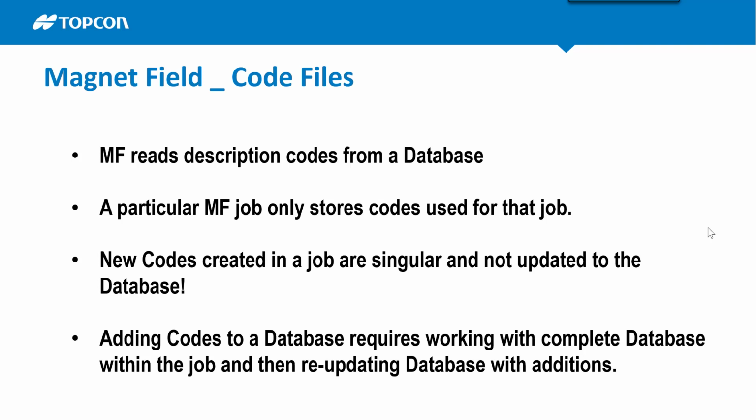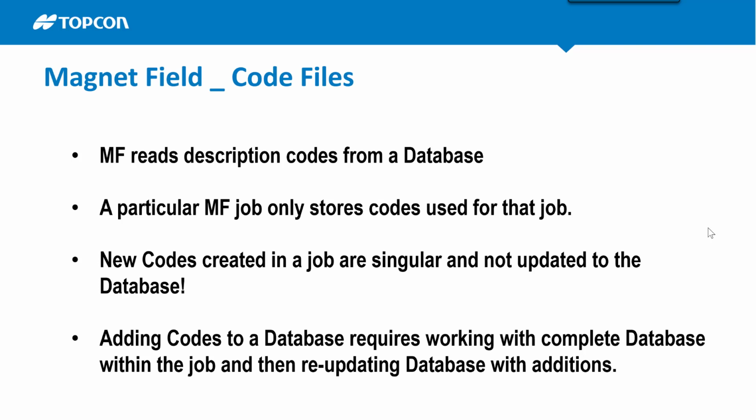Now that waterline bend was a new code. It's created in the job, and it was not updated to the main database that we're actually pulling from. All right. Adding codes to that original database requires working with a complete list of the codes within the job and then re-updating the database with additions.